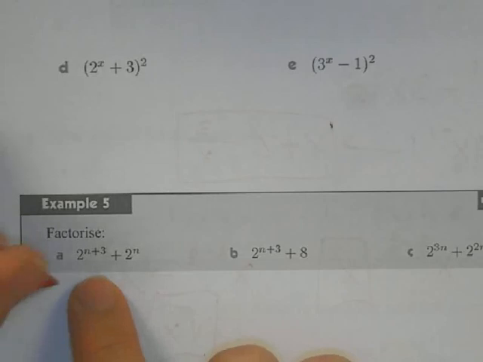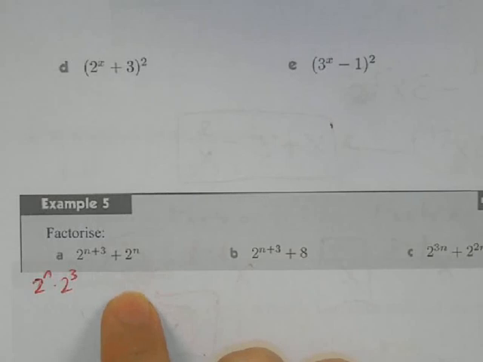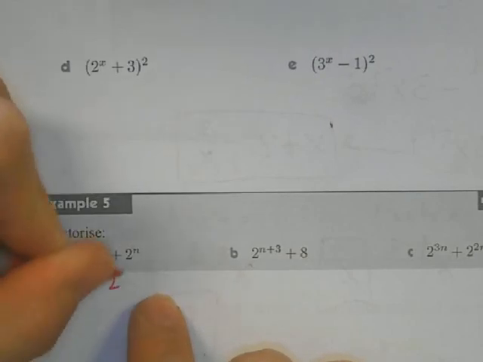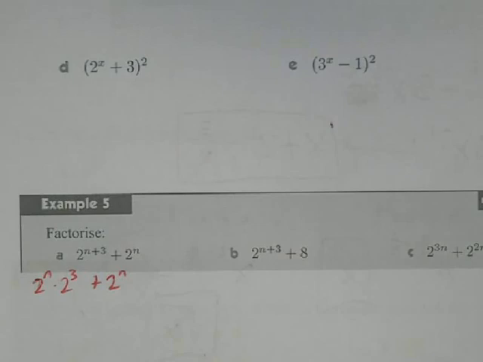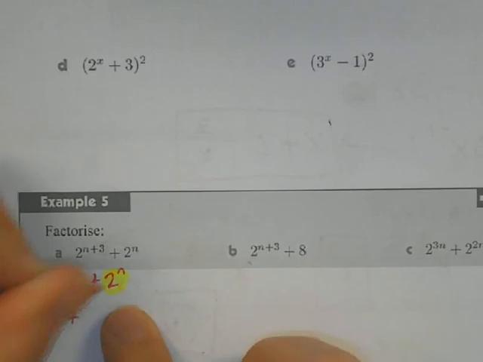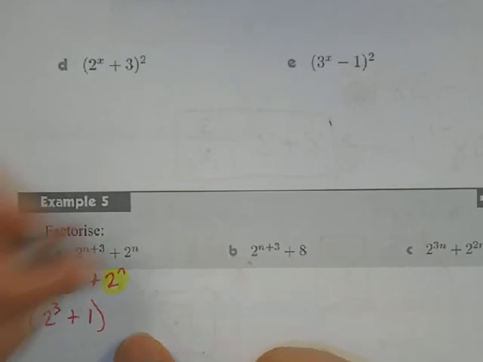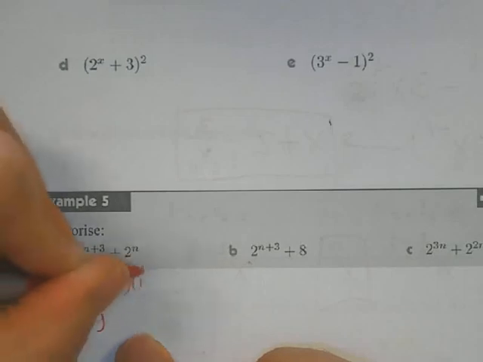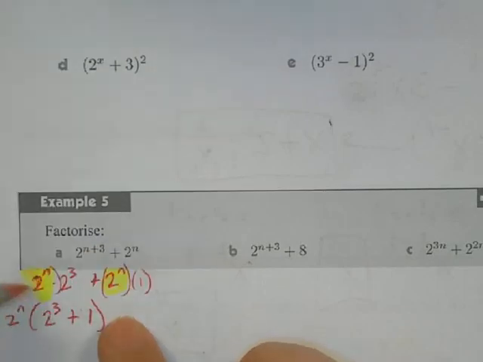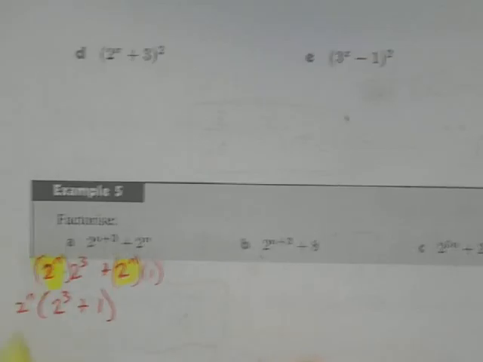This is 2 to the n times 2 cubed, and this is plus 2 to the n. And then I can see I've got something I can factor out. I can factor out 2 to the n. So using distributive property, I can write this as 2 to the n times (2 cubed plus 1), because this is 2 to the n times 1, right? I've factored out 2 to the n. Hit pause if you need to think about that for a minute.